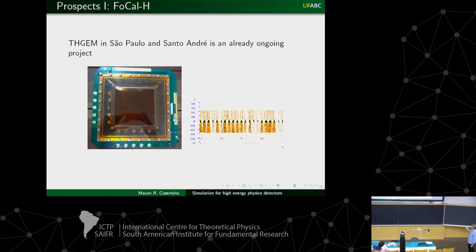So here are the individual electrons. These dark spots are the holes of the thick GEM where the multiplication is happening. And here are the avalanches being collected in the readout system.